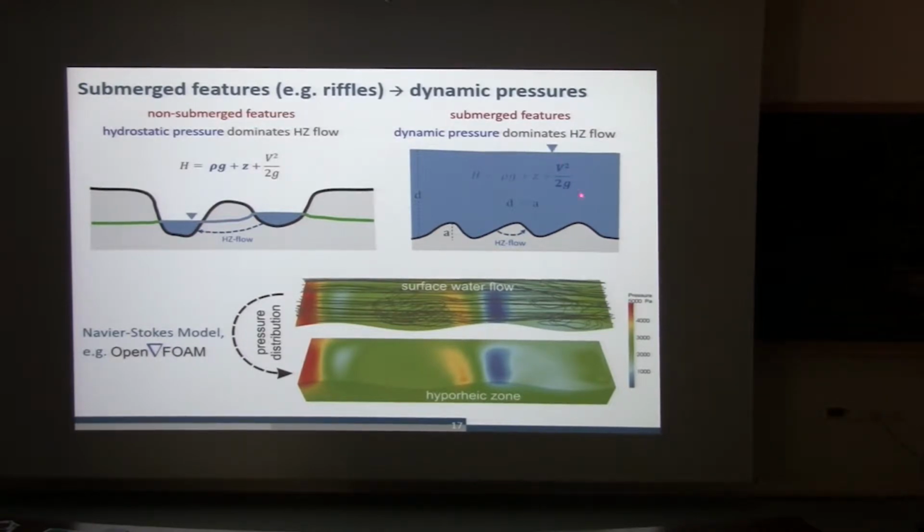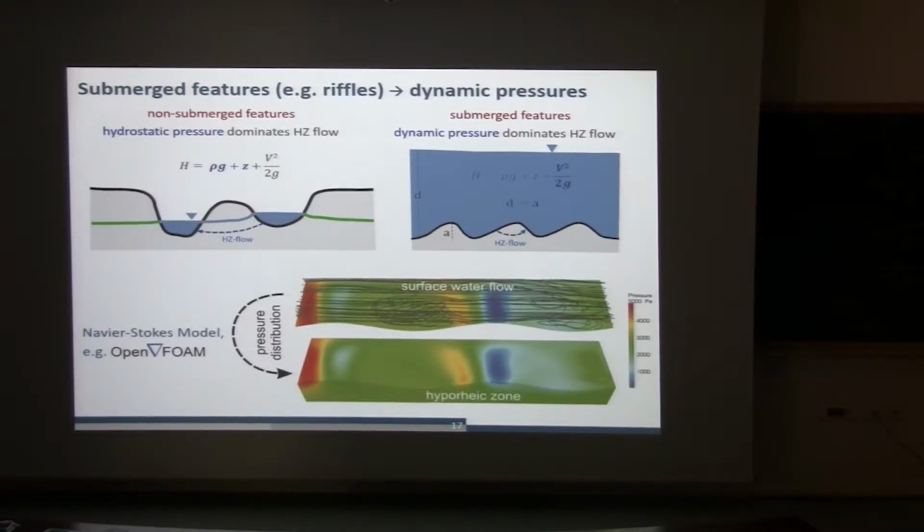But if we go to something where we have very small features at the streambed, and when the depth of the water is very large compared to the amplitude of those features, then this term becomes important, because then we don't really have a lot of hydrostatic pressure variation across those features, but we still get flow through them, which is driven by dynamic pressures that develop here at both sides of these structures. And this is shown here.